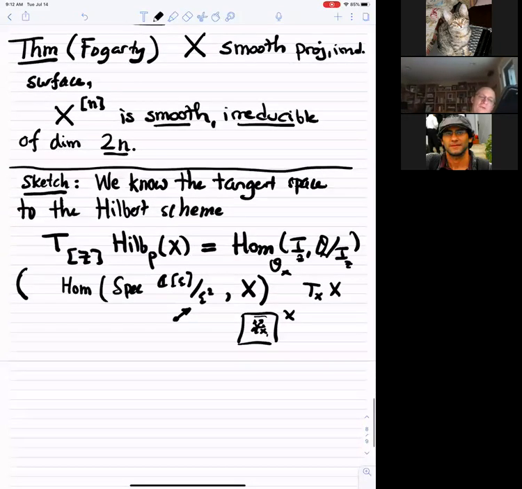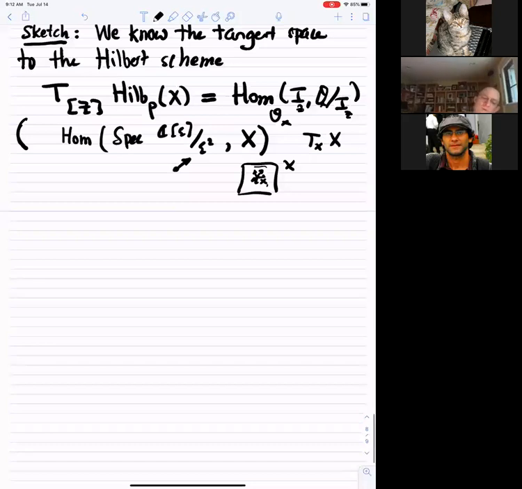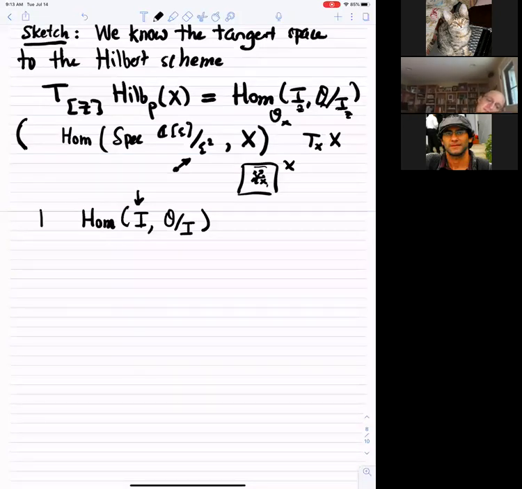Now, in the case of surfaces, what we want to do is compute Hom(I, O mod I). The key point is that no matter what the I is, this dimension is always 2n.